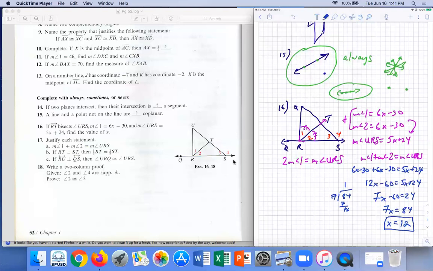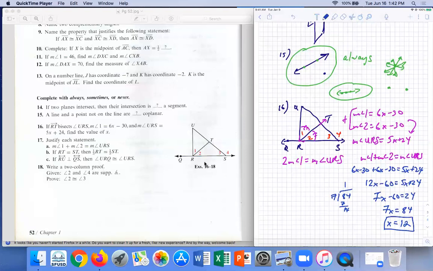There's the value of x. Always pay attention to the question, because sometimes they'll ask what's the measure of URS, or what's measure angle 1, what's measure angle 2. So depending on the question, sometimes people just rush through it and they don't answer the question. This one's just asking x is 12 and we're done, right? If it's asking what's angle URS or what's measure angle 1, you just substitute it back in and check.